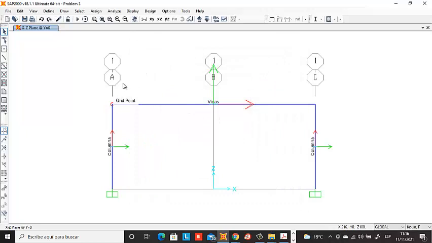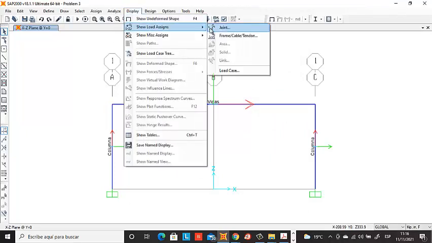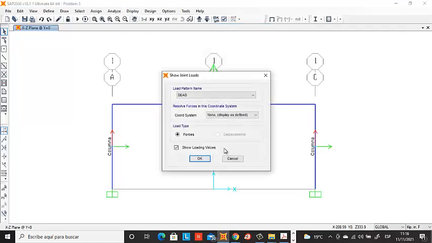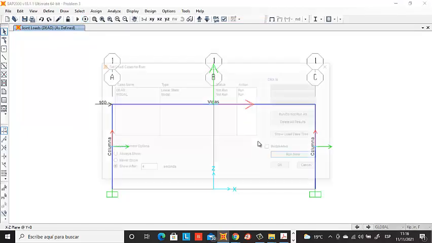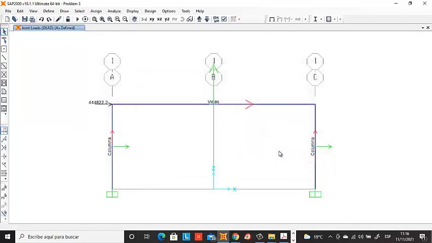And after that, we need to put the concentrated load, the concentrated lateral load here equal to 100, and run the code, right? Already everything is defined, and we just need to run the code.